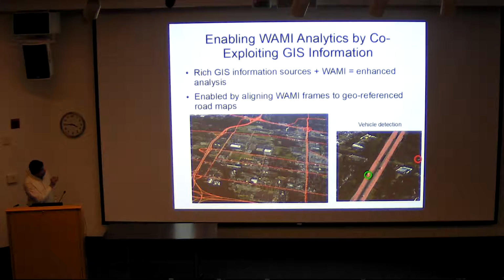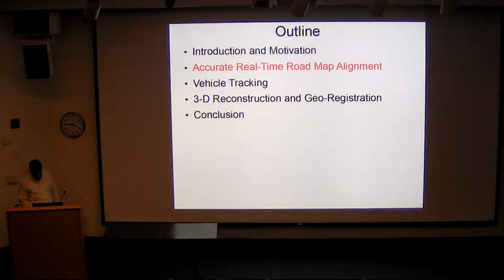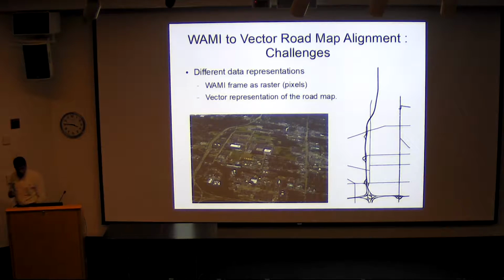So our goal in this work is to bring in auxiliary sources of information to simplify the scale of the problem and to make it more tractable. In particular, we'll be looking at using georeferenced road maps as a source of auxiliary information. And I already touched upon this. By knowing the direction of travel, you can simplify the tracking problem, which is what we'll be doing subsequently. So the first part, I'll talk about accurate real-time roadmap alignment between a roadmap and the captured imagery. So this is the framing of the problem.